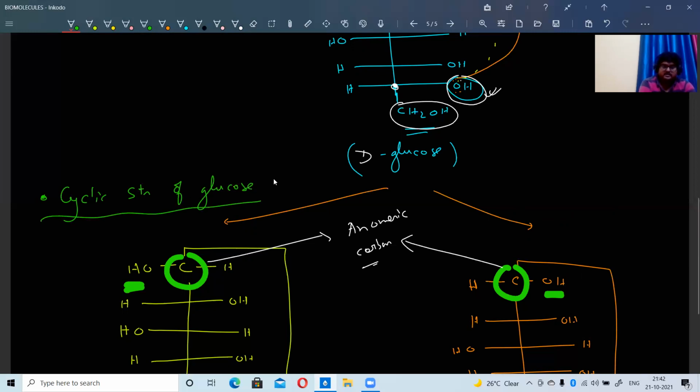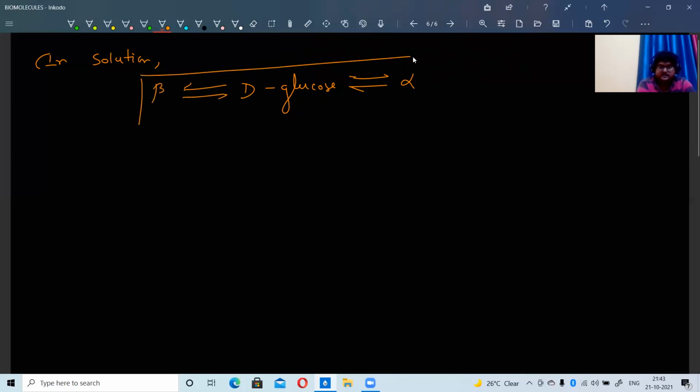Now the next case we can explain this way. In solution, glucose exists as the open chain structure as well as two cyclic forms, both exist. So can I write, in solution phase, D-glucose exists as an alpha form as well as a beta form. So basically open chain, alpha and beta D-glucose, these three forms are possible.